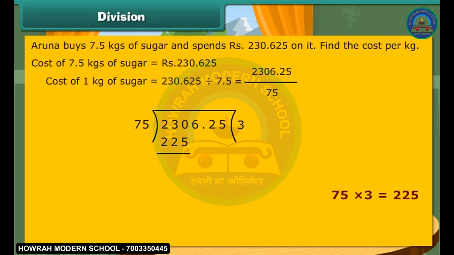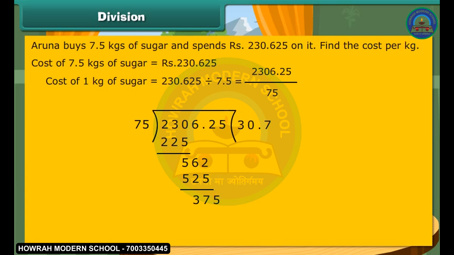Subtract and write the difference, 5, below. Bring 6 down. The new number formed is 56. 56 cannot hold 75. So write 0 to the right of 3. Bring 2 also down. Since 2 appears after the decimal point, place a decimal point to the right of 0. The new number 562 holds 7 times 75. That is 525. Subtract and write the difference, 37, below.